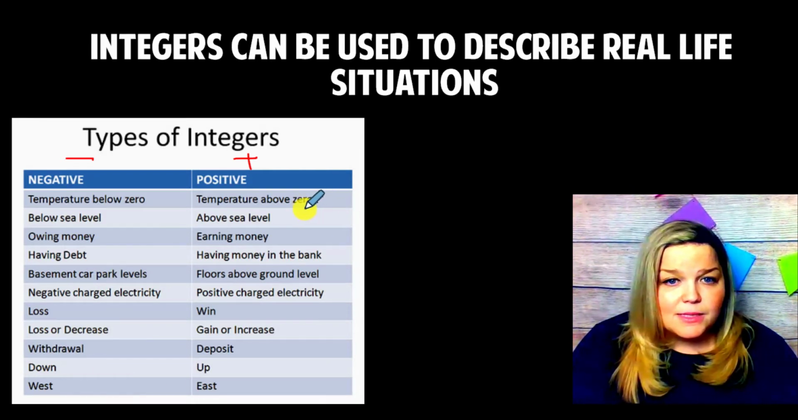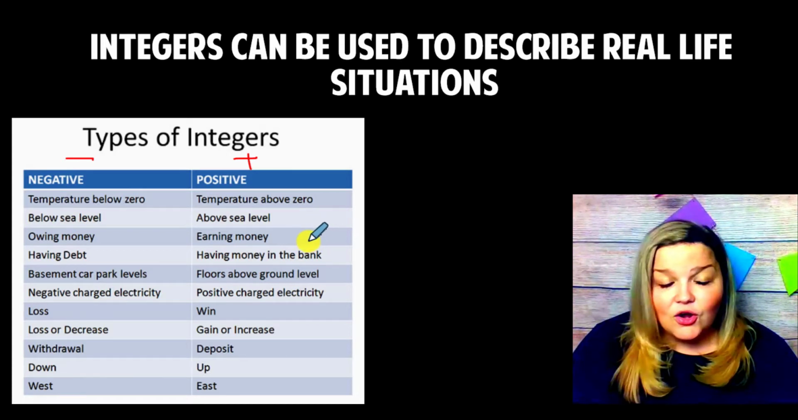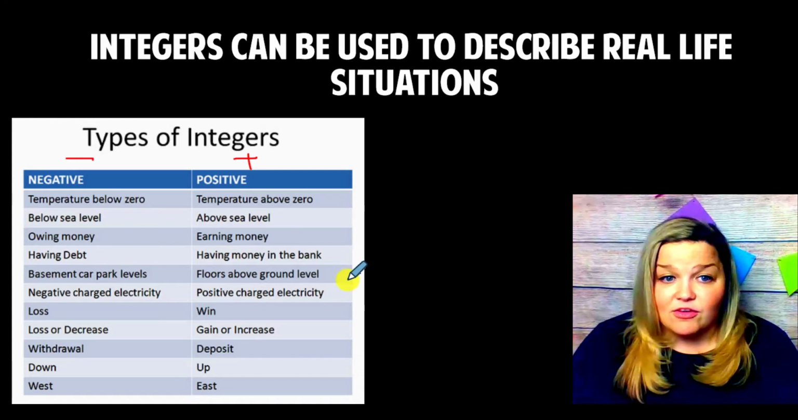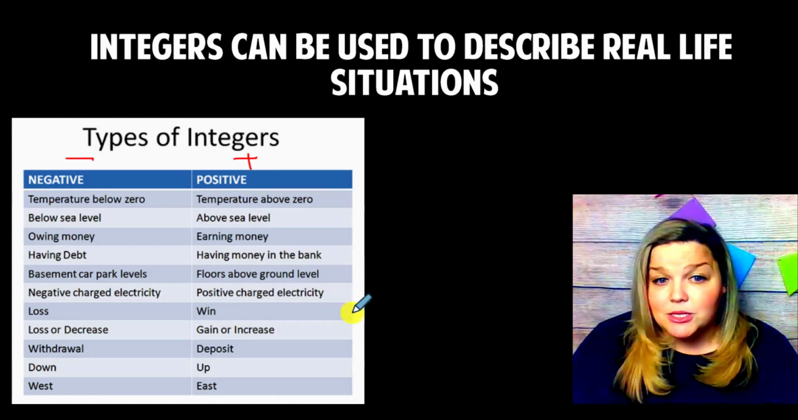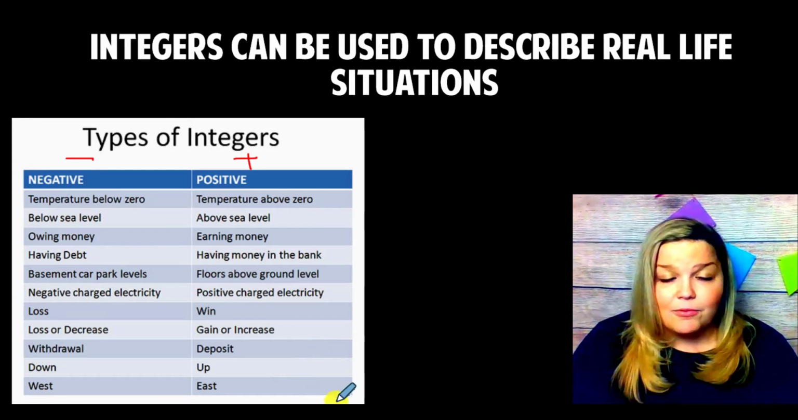Positive: temperatures above 0, above sea level, earning money, having money in the bank account, floors above the ground level, positively charged electricity, winds, gains or increases, deposits, up or east.